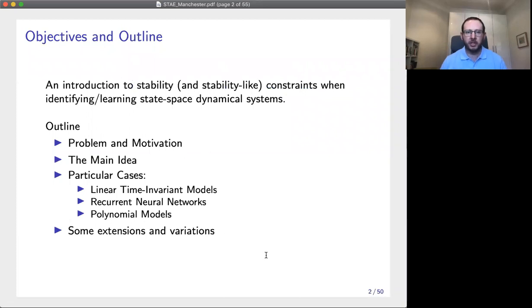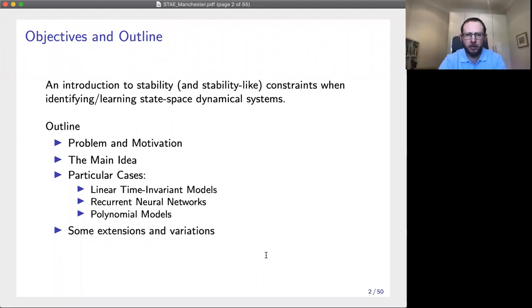So what's the objective of this talk? Basically to give an introduction to imposing stability and stability-like constraints when identifying or learning state space dynamical systems. An outline of the talk, I'll start with the problem and motivation.